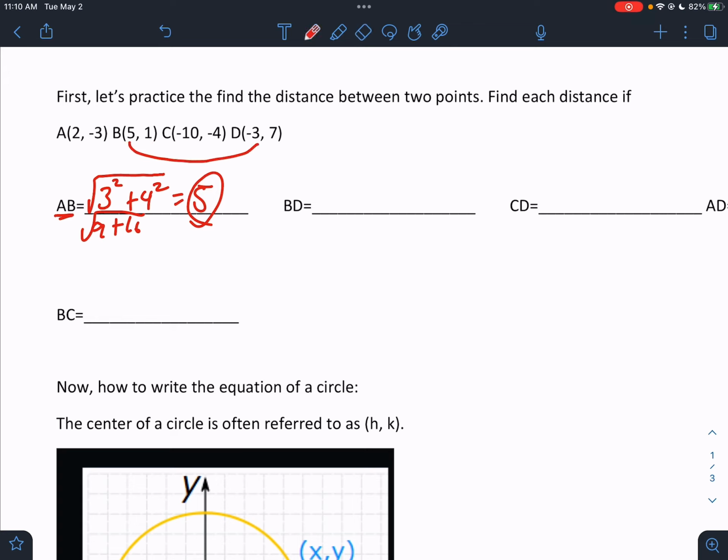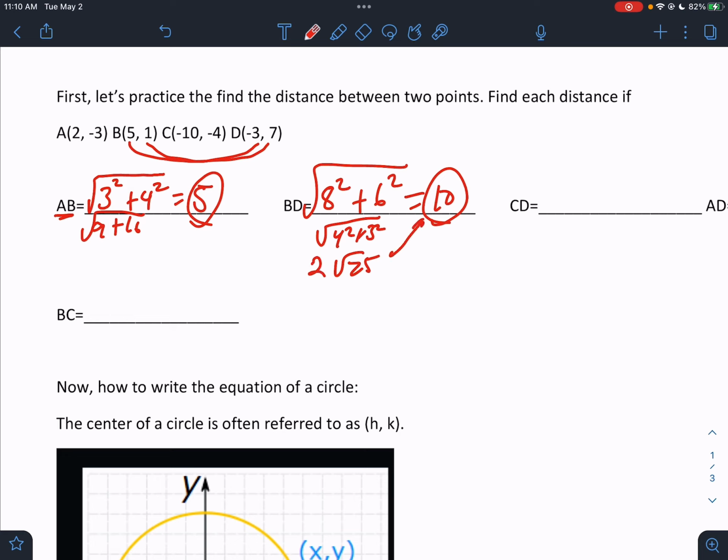B to D would be 5 to negative 3 would be 8. And 1 to 7 would be 6. And that's a triple. 6, 8, 10 would be the hypotenuse. If I was doing this, though, by hand, I would reduce. If you divide by 2, you would have 4 squared plus 3 squared, which is the square root of 25. Don't forget you have to multiply the 2 back in. So it's 2 times 5 is 10.